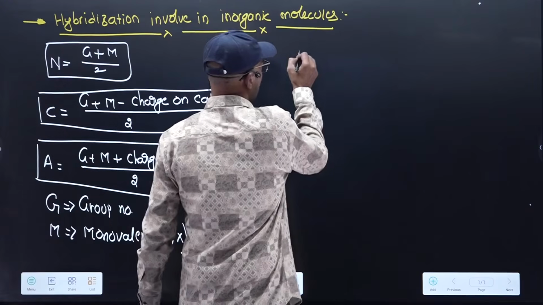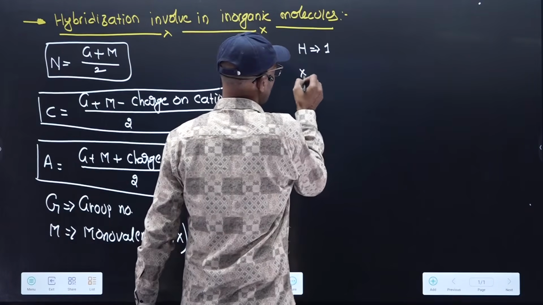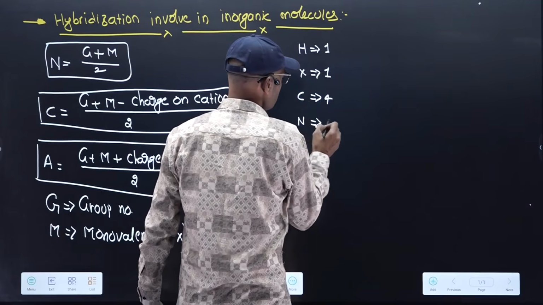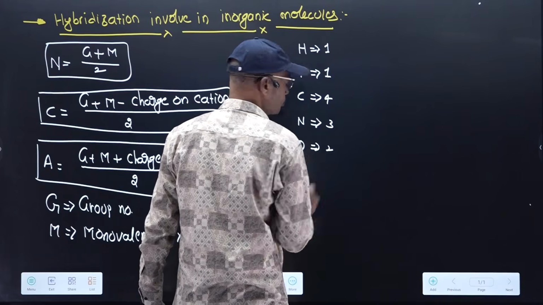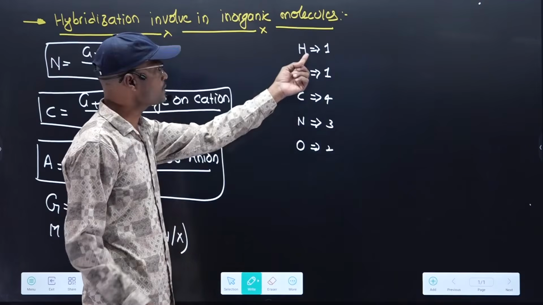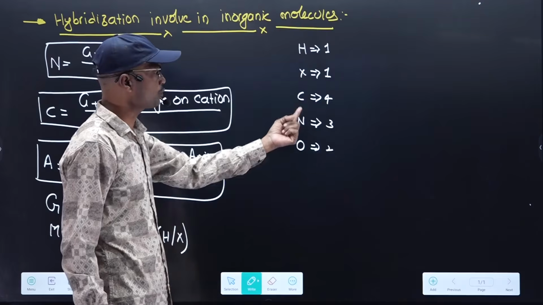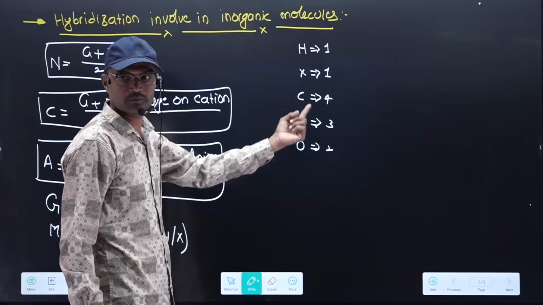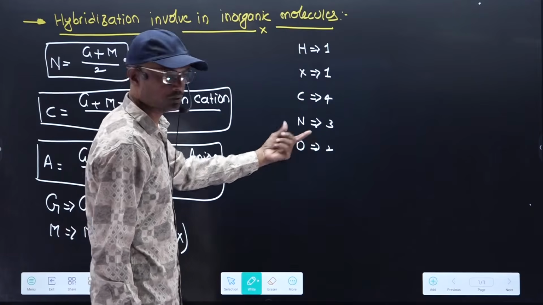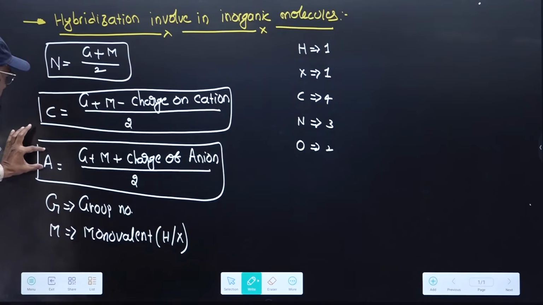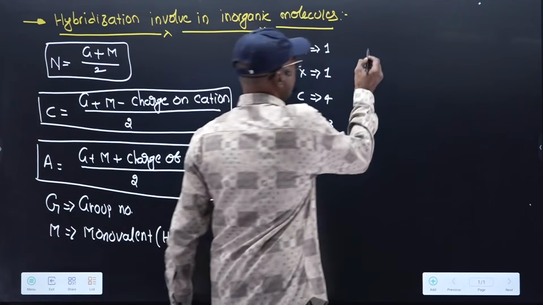So hydrogen valency is 1, halogen valency 1, carbon valency 4, nitrogen valency 3, oxygen valency 2. These are called valencies. Valence electrons are 1, 7, 4, 5, 6. These are valencies of various elements. Okay. What does N indicate? Neutral. C indicates cation, positive. A indicates anion.